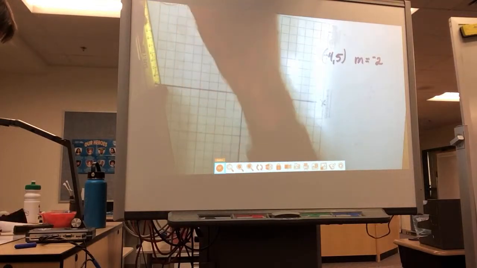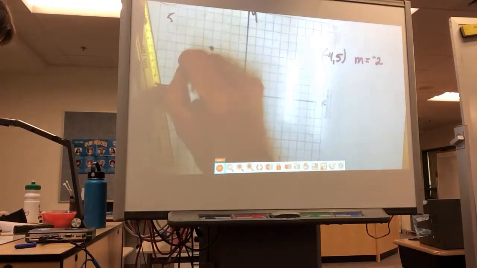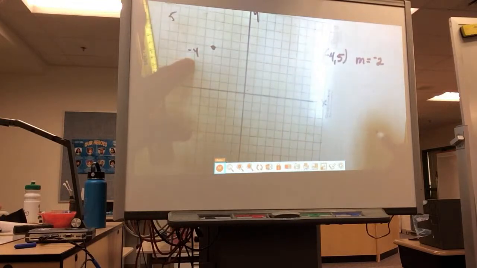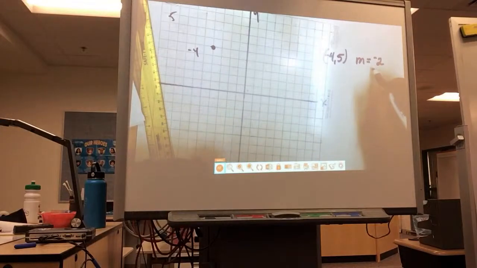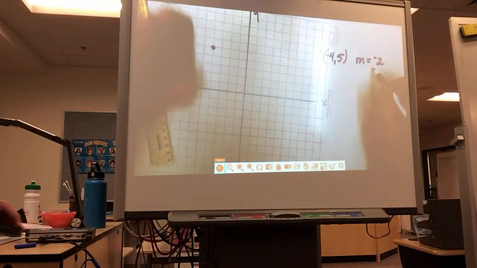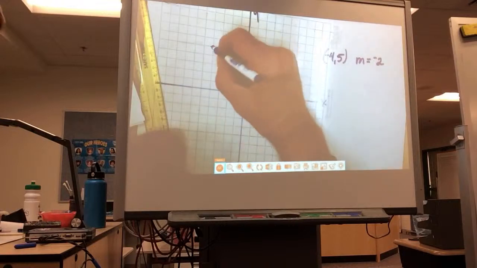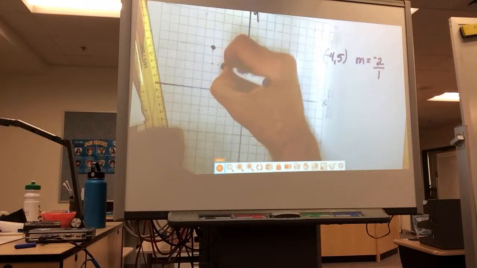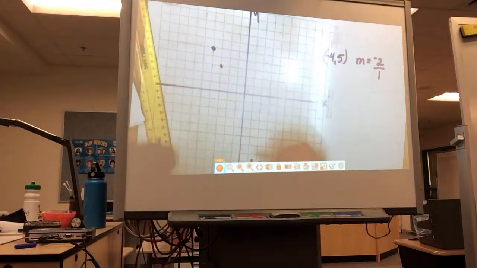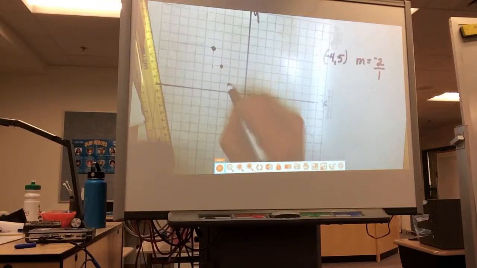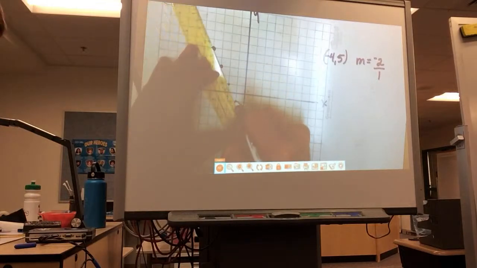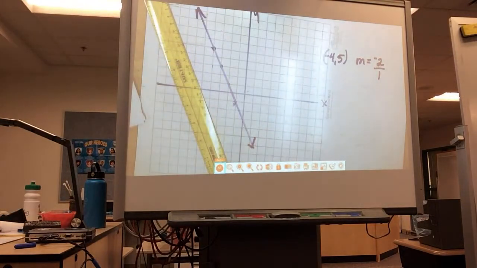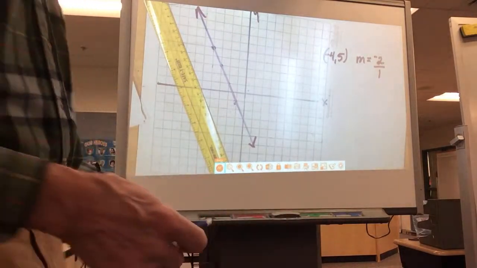Well, if I went 4 to the left and up 5, then I would be doing a slope of 5 over negative 4. I want to have a slope of negative 2. So that is not what I want to do. Think of this as negative 2 over 1. So I can go down 2 and over 1. There's another point on my line. Down 2 and over 1. So there would be a line that has a slope of negative 2 that goes through the point negative 4, 5.